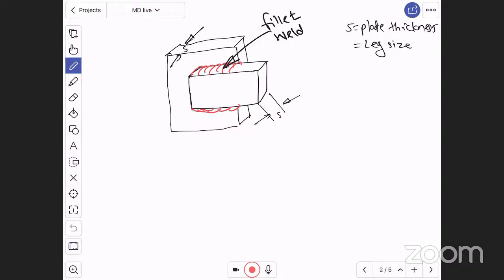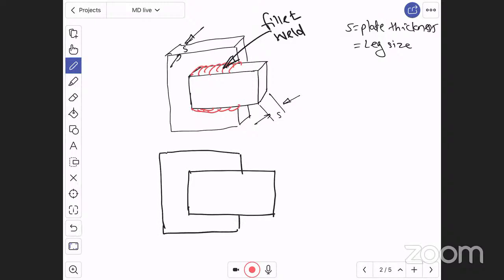Now let us go for the solution. If I draw the 2D view of these plates, then the plates will look like this. This is one plate, right? And one plate is below this plate. Plates are kept one over the other, right? And welding is provided at this location. This is called parallel fillet.